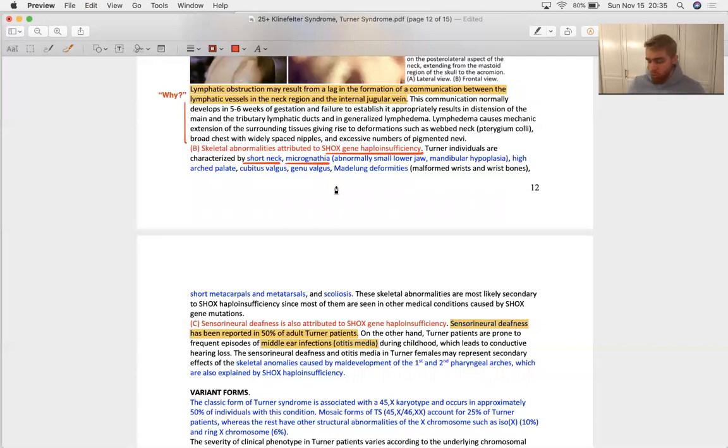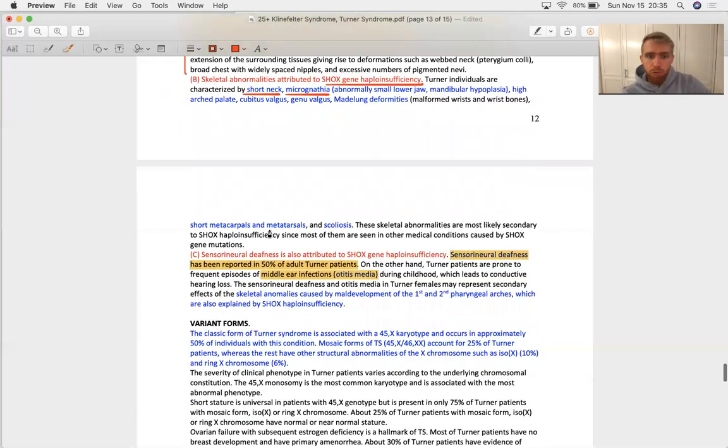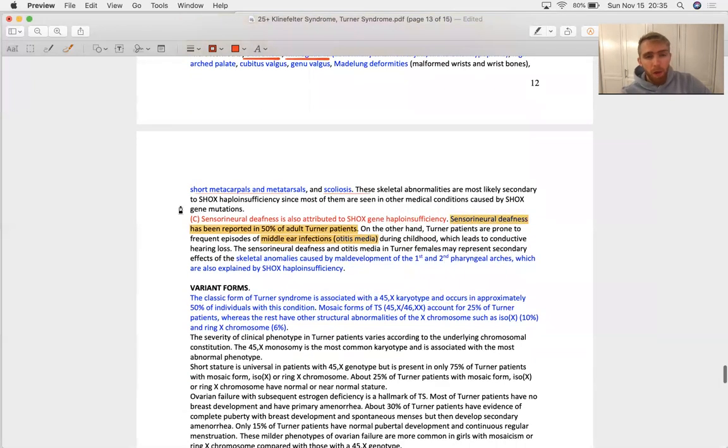Remember, a valgus stress is one coming from the outside, and a varus stress would be one that was like hitting from the inside. Short metacarpals and metatarsals. Scoliosis, so a lot of physical diagnostic findings here in Turner syndrome. Finally, sensory neural deafness has been reported in 50%, one half, of adult Turner patients.